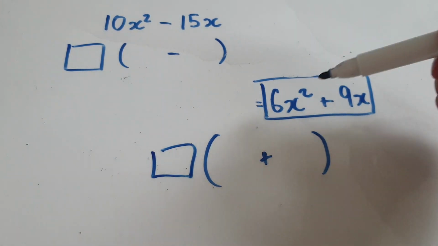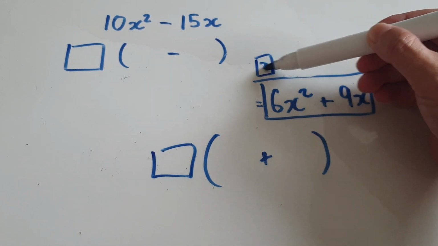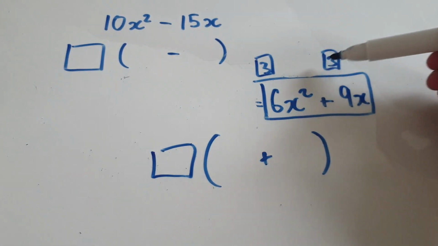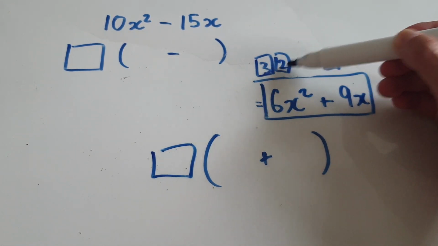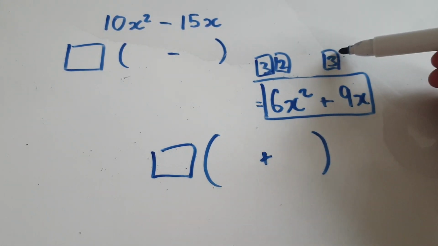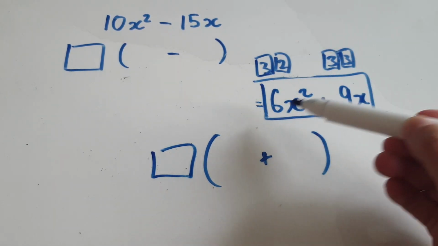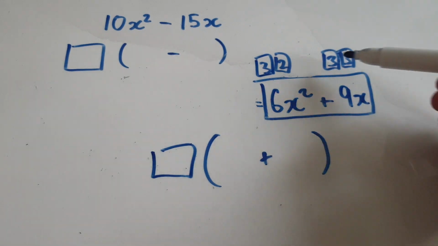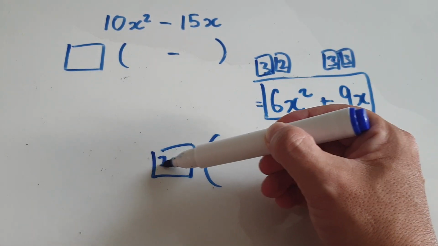What's in common? There's a number that's in common with the 6 and the 9. Well, the number that's in common is actually the number 3. Because look, you can imagine the 6 as 3 times 2, and you can imagine the 9 as 3 times 3. So what's in common is the number 3. So you drag out the 3.